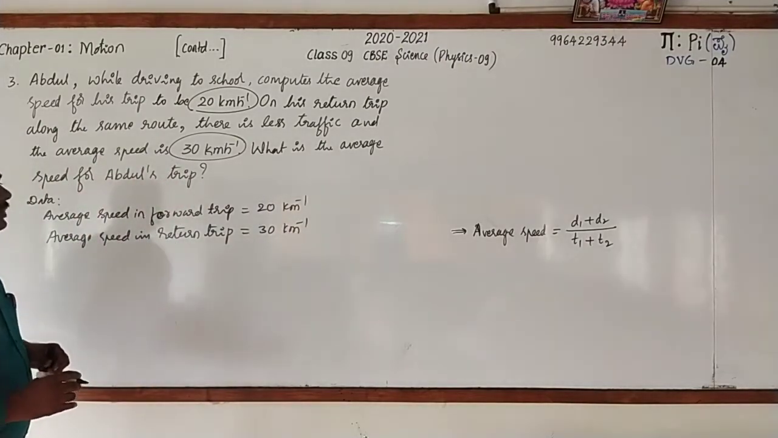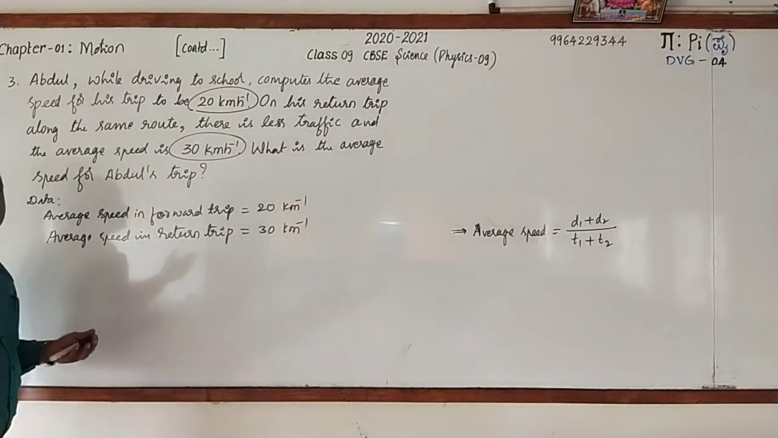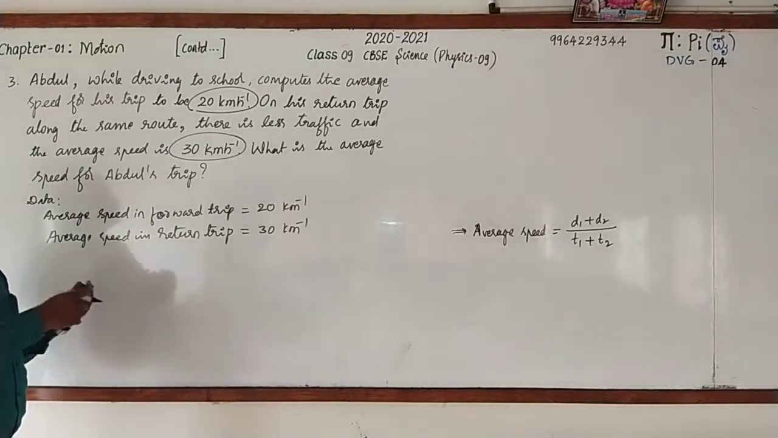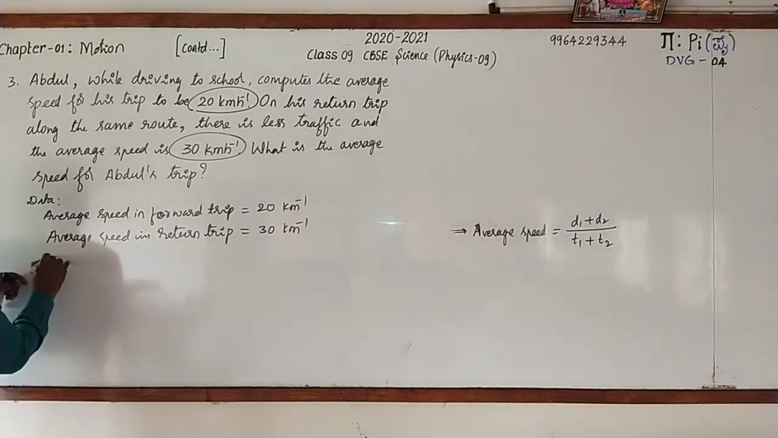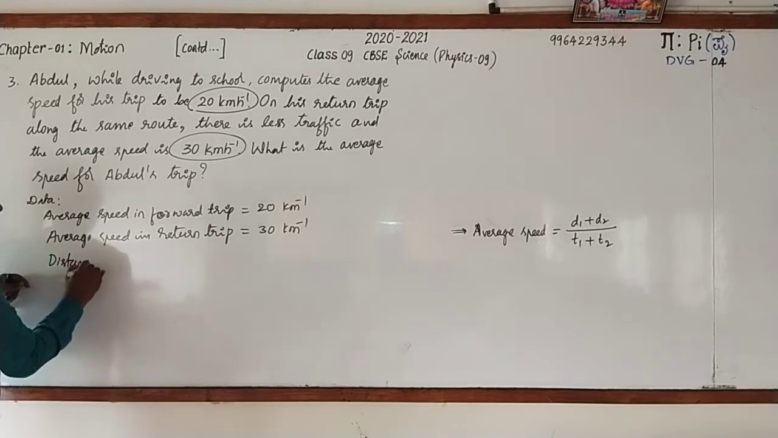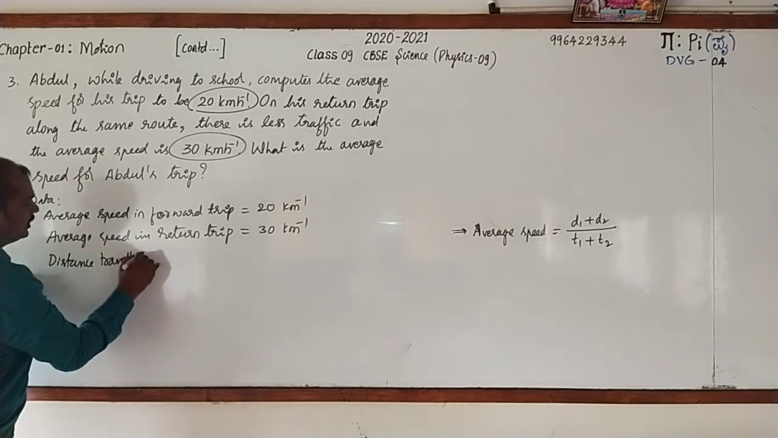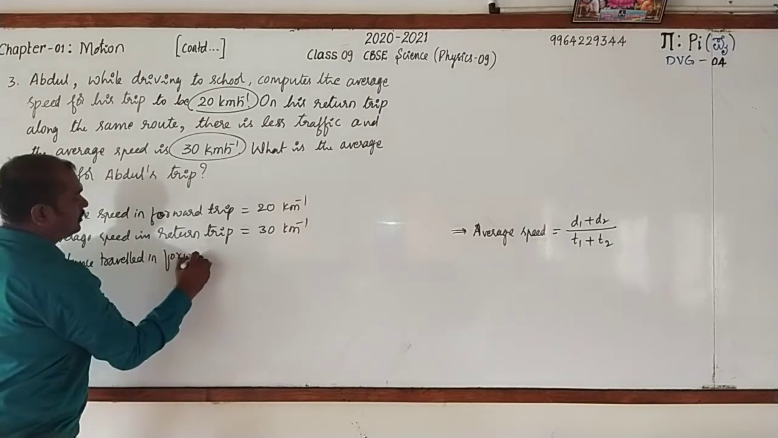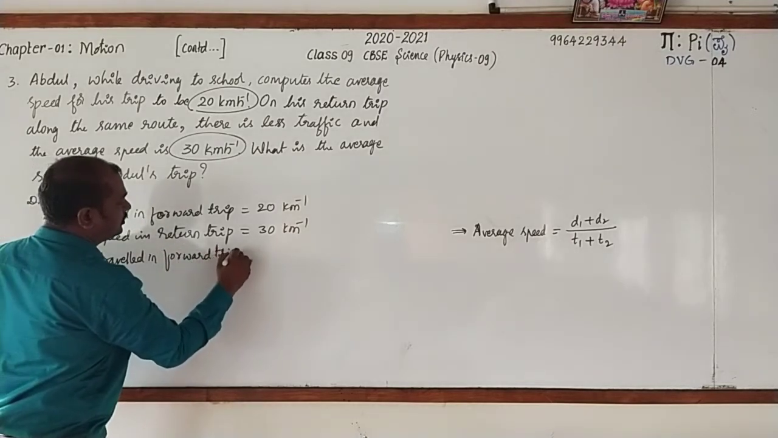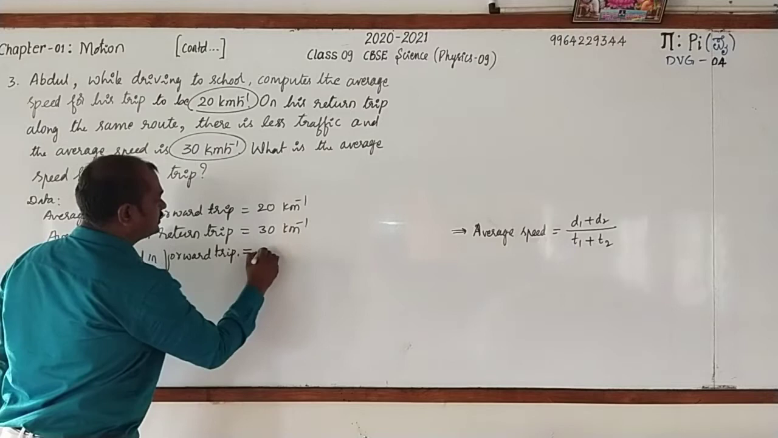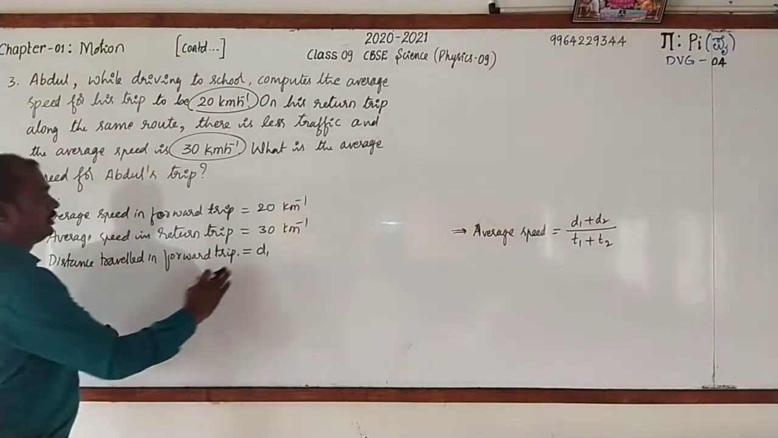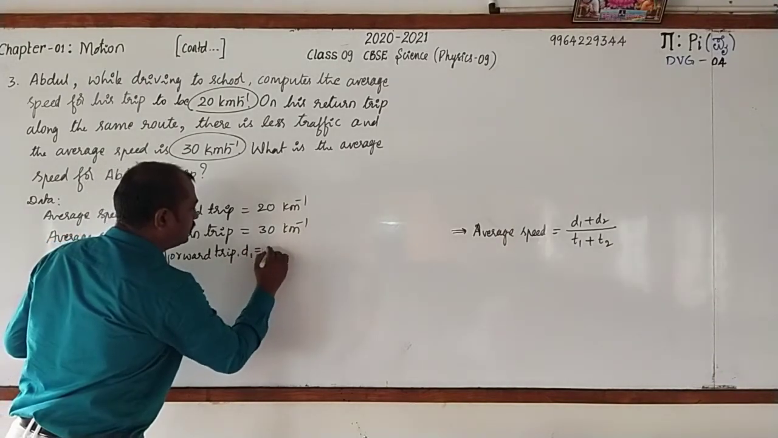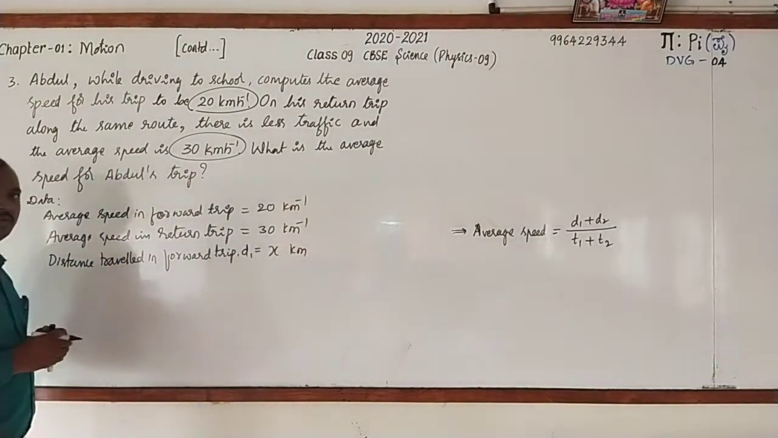Okay. Now, what is the distance he has covered? Distance covered in forward trip, it is unknown. Let us call this as x kilometer. Here I write. Distance traveled in forward trip, it is called as d1. And this is equal to x kilometer as it is unknown.